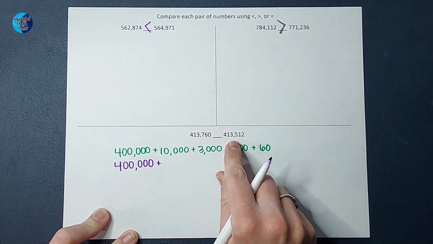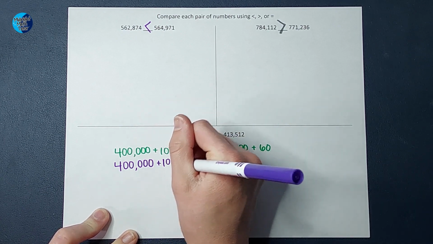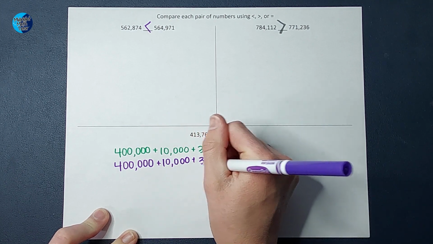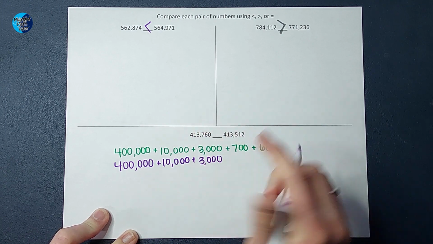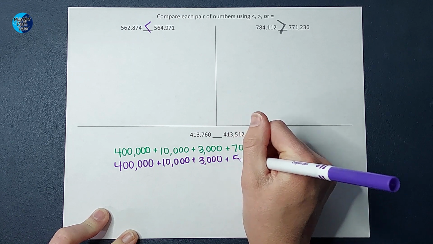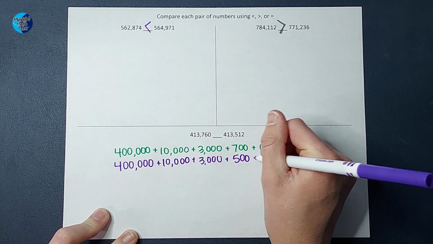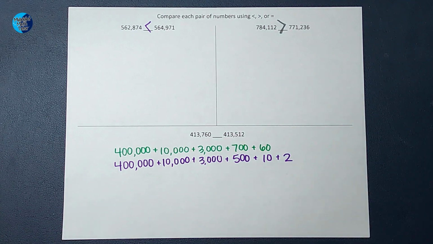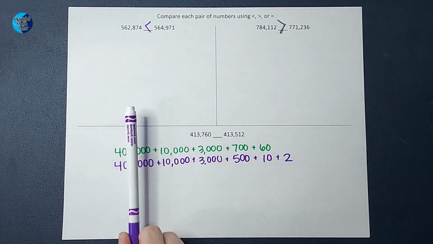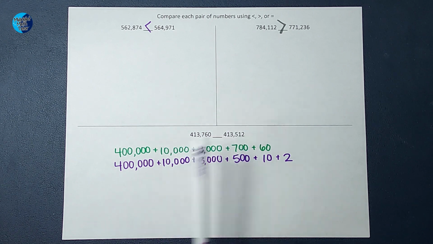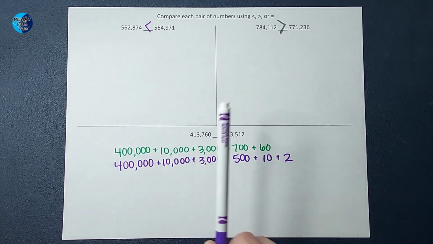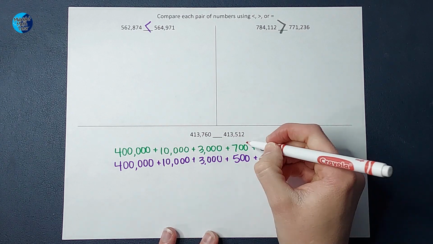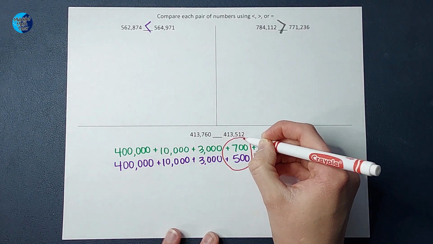plus, don't let me lose track, 10,000. So far we're the same, right? Plus 3,000, still the same, plus 500, oh, here's where we're changing, plus 10, plus 2. So obviously it can be helpful if they write them lined up, because it's very obvious, okay, those are the same, those are the same, those are the same. Where we change is right here with the hundreds.